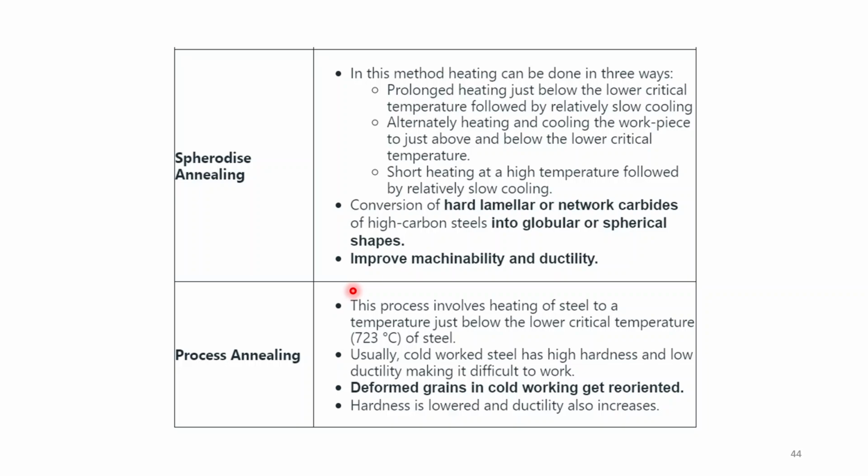Process annealing. This process involves heating of steel to a temperature just below the lower critical temperature, 723 degrees Celsius of steel. Usually cold worked steel has high hardness and low ductility, making it difficult to work. The deformed grains in cold working get reoriented, hardness is lowered and ductility also increases.